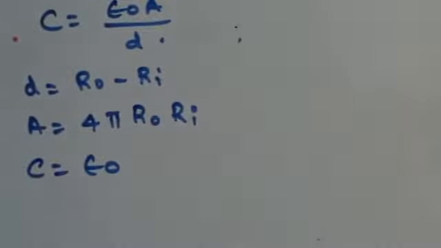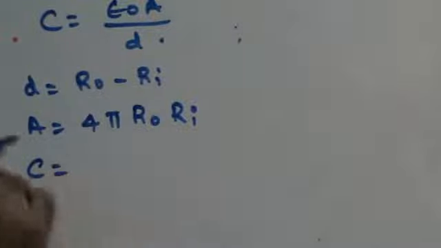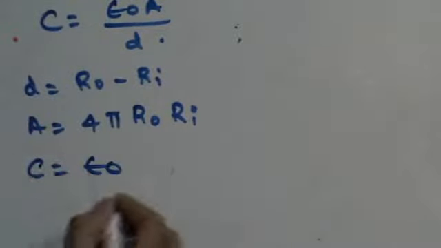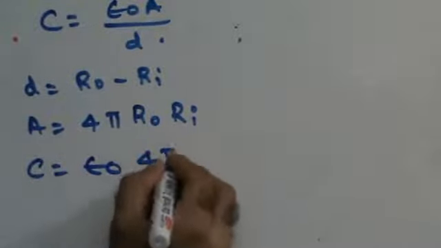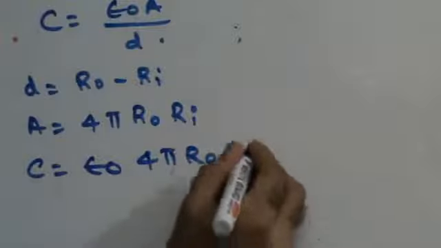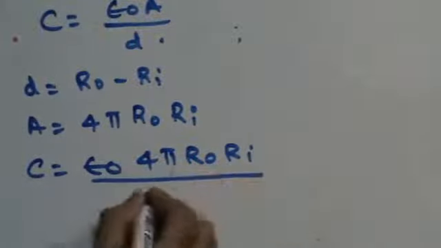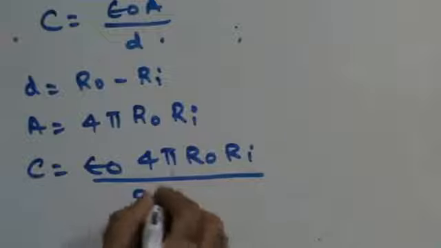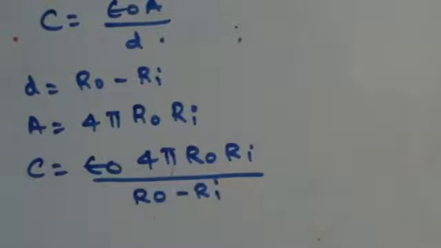Here, I am using that formula twice, right? Which formula twice am I using? Epsilon A by D. Epsilon 0 A by D, this was the general formula. Now I'm going to substitute here. Epsilon 0 A. A can be written as 4 pi R0 into Ri upon D. D can be written as R0 minus Ri.